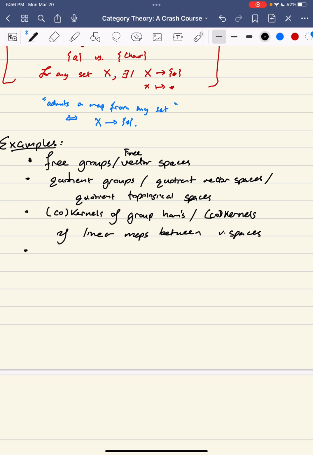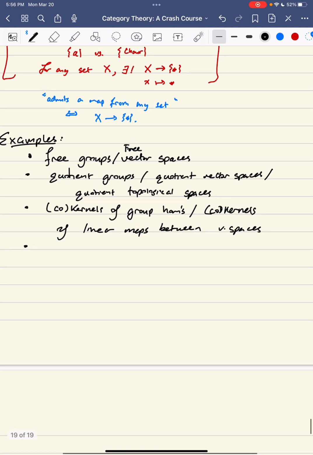I could do, let's see, direct products or direct sums of vector spaces or modules or topological spaces. I could do, let's say, completion of a metric space.